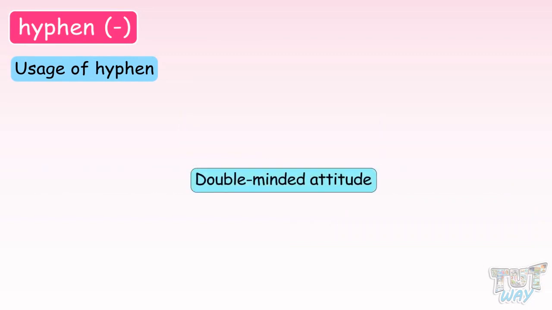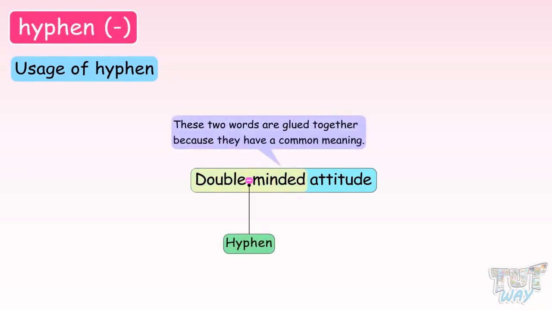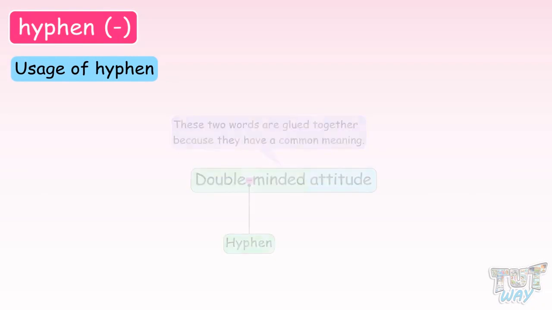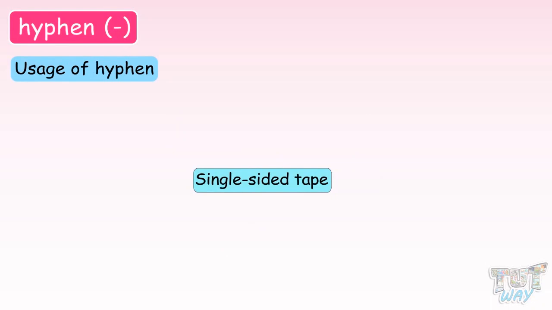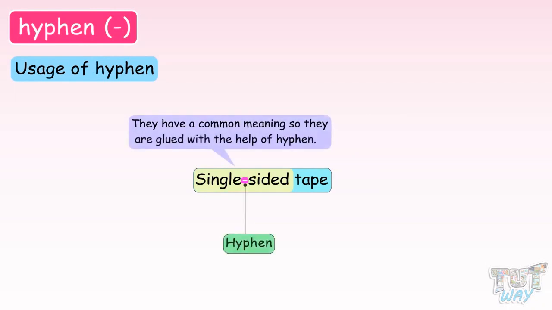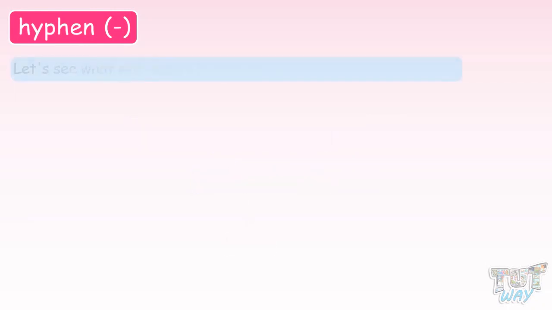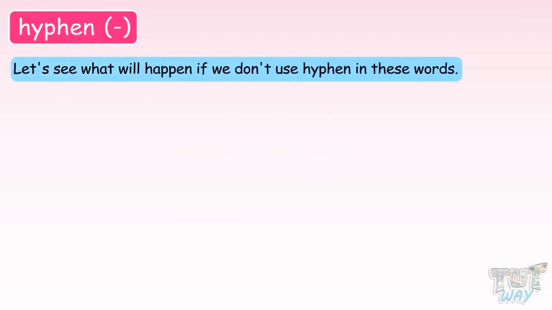Double-minded attitude. Here, double-minded, 2 words are glued together with the help of hyphen because they have common meaning. Single-sided tape. Here again, the 2 words, single and sided, have a common meaning, so we have glued them with a hyphen. Let's see what will happen if we don't use hyphen in these words.